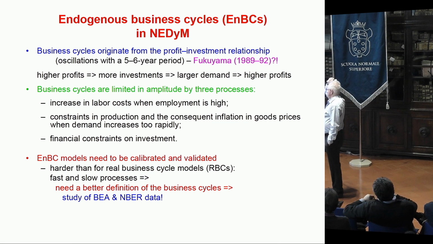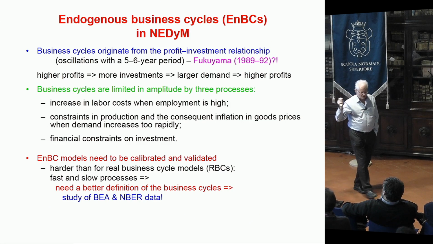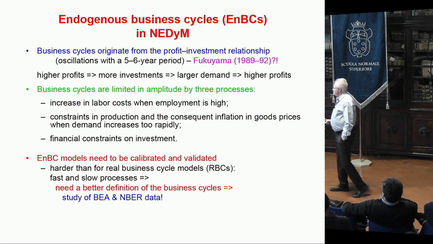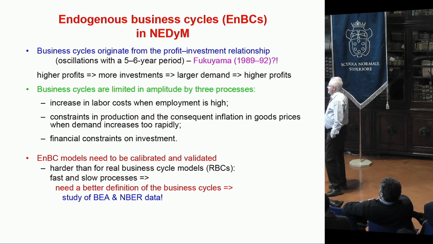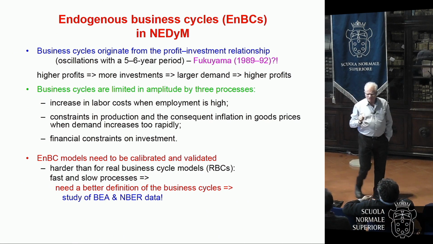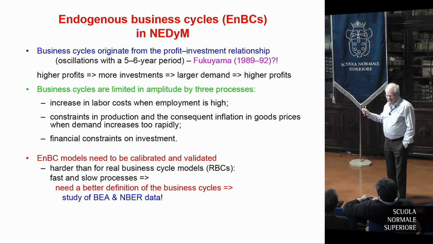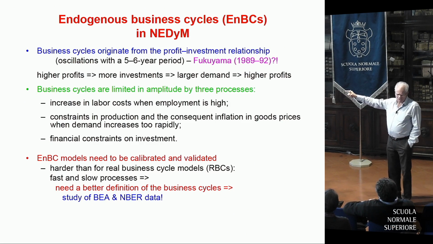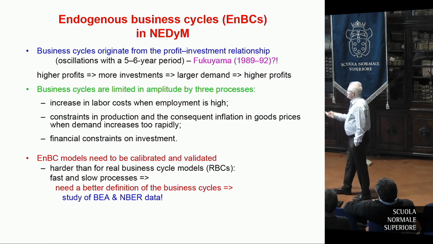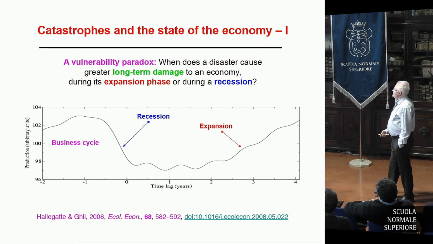So EnBC models need to be calibrated and validated. It's harder than for real business cycle models because there are fast and slow processes. In the real ones, there are only slow processes. We need a better definition of the business cycle, so study of these data. So the things that you typically read about in the press is NBER, the National Bureau of Economic Research, which, however, is essentially a not-for-profit. The data come from the BEA, which is the government agency, the Bureau of Economic Analysis. Okay? So here we go.